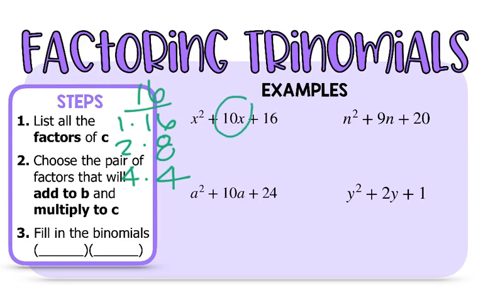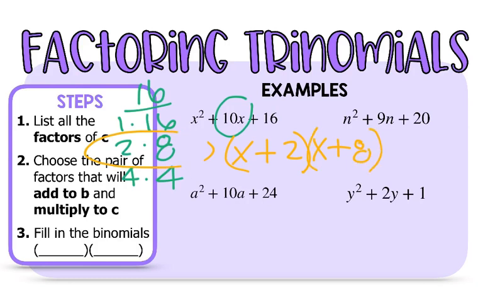And it should be pretty obvious. The only ones that will work will be this 2 and 8. And they're both positive, 2 plus 8, both 8 and 2 being positive numbers. So I'll write it like this, x plus 2, x plus 8, in parentheses.